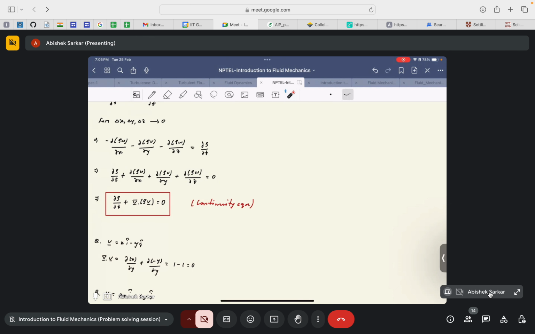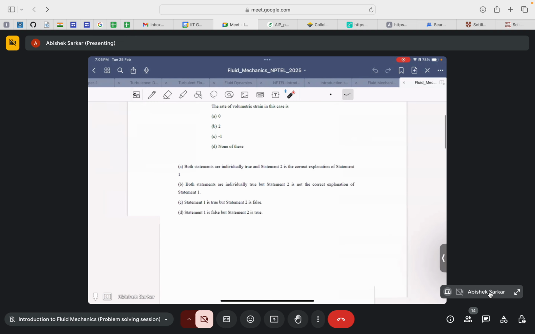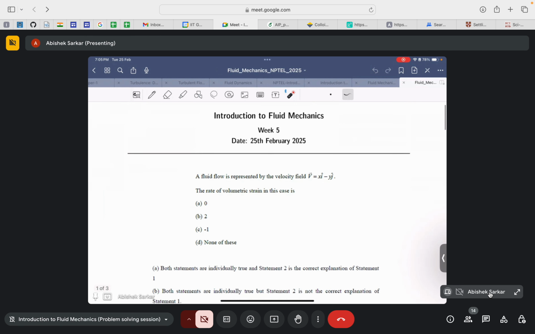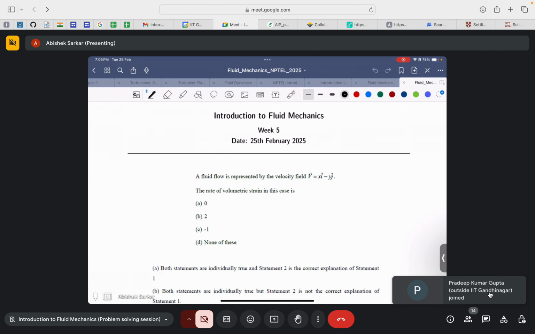We'll leave our discussion up to this point, and now let us directly go to the problem solving part. So I hope the question part is visible. Thumbs up or yes would be good. Thanks, Pradeep. So let us look into the first question. Very simple problems for this week's discussion. So I believe you will be able to solve very quickly.